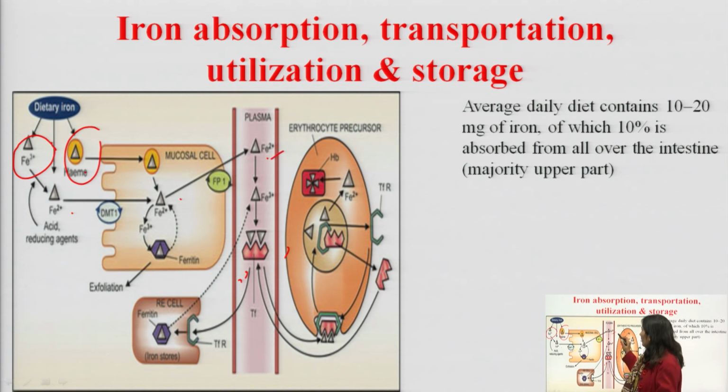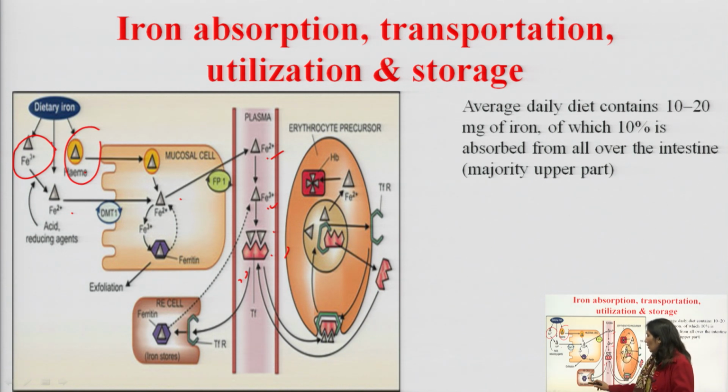In plasma, ferrous is again converted into ferric, and this ferric binds with transferrin. This is transferrin, another transporter. This transferrin has two binding sites for ferric. Two molecules of ferric bind with the transferrin and form a complex. This complex then goes to the erythrocytes and other cells.